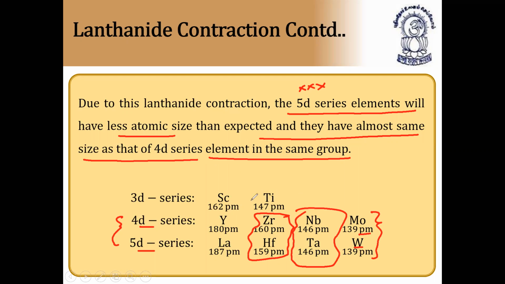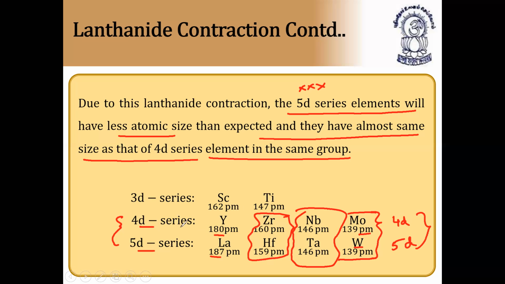So which elements are similar due to lanthanide contraction in the d series? Zirconium, hafnium, niobium, tantalum, molybdenum, and tungsten. These are the elements which have similar atomic size, even though they are placed in the 4d as well as the 5d series, due to lanthanide contraction. Yttrium and lanthanum still have a slight difference, but they are very close to each other, and these are given in picometers.